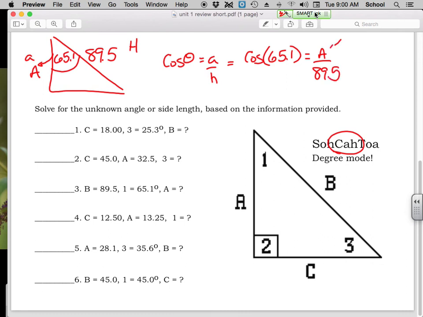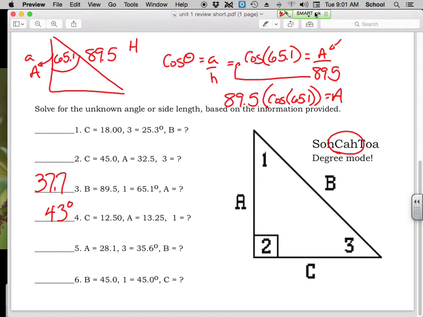Now, since my unknown is at the top, it just stays there and everything else moves away from it. So now this is going to move over to here. So I'm going to have 89.5 times cosine 65.1 equals A. So 89.5 times cosine 65.1, and we end up with 37.7. So hopefully these three will give you clues as to how to do the rest of them, the answers to the other three, so you can check yourself on your own.